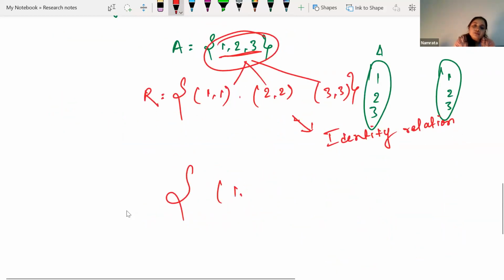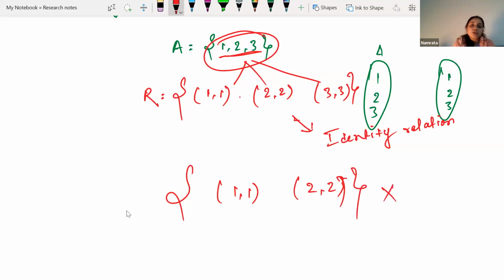If we have 1, 1 and 2, 2 only, then we can say it's not an example of identity relation, because the elements of set A are 1, 2, 3. So every element must have the ordered pair, 1 with 1, 2 with 2, 3 with 3. That's an example of identity relation.